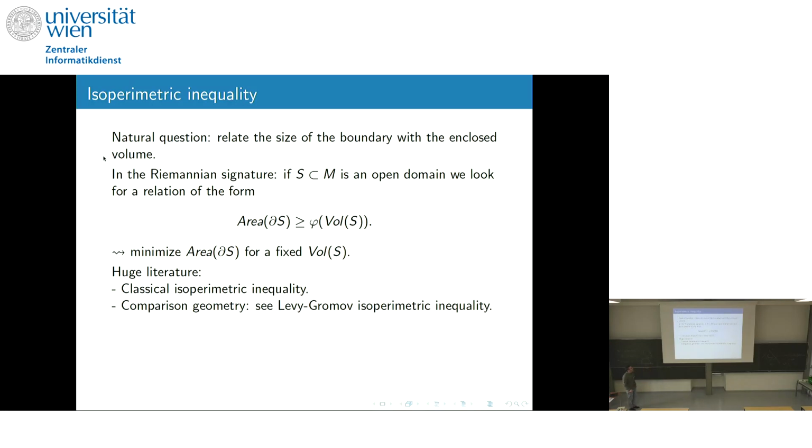Another possible point of view is the one of comparison geometry, meaning that you put yourself inside a class of spaces verifying some, for instance, curvature information, and you want to make a comparison on the isoperimetric profile. One of the most famous is the Levy-Gromov isoperimetric inequality, saying that if you put yourself on a Riemannian manifold with Ricci larger than the one that you have on the sphere, then the amount of area that you need to enclose a certain volume is more than what you would need on the sphere.